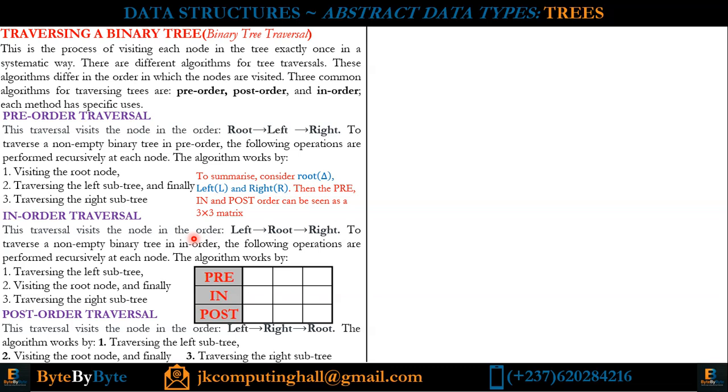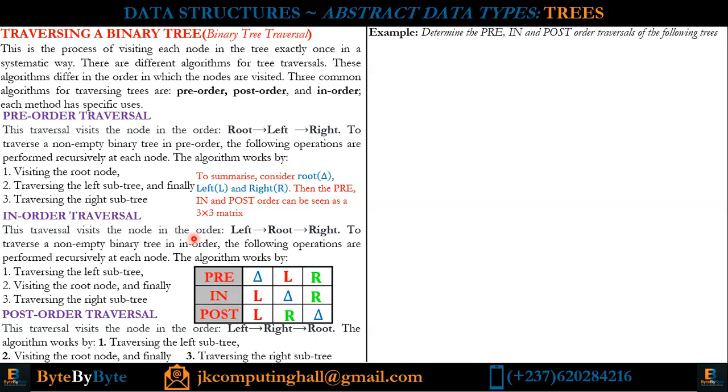Put in mind that pre is the first, in is the second, and post is the last, which is very easy because pre means before, post means after, and in is the present. Now we can see them as a 3 by 3 matrix whereby the root is the leading diagonal. Then the left takes the center of the first row and the whole of the left, and finally, we fill the rest with the right. That is how you can easily understand the shortcut for the pre, in, and post order traversal.